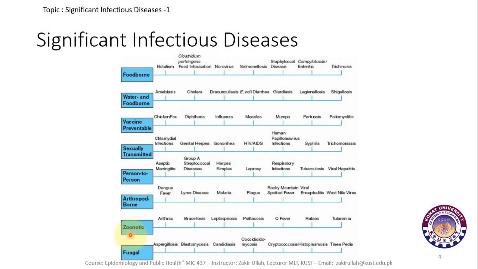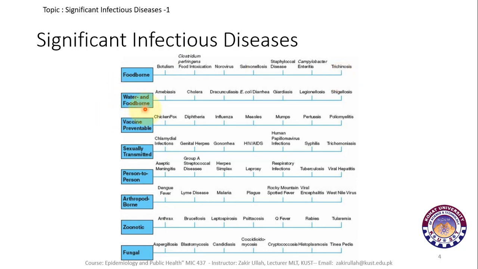These are examples which show the foodborne disease. For example, botulism is one of the main agents which causes foodborne disease. Clostridium perfringens food intoxication, norovirus, salmonellosis, staphylococcal disease, campylobacter enteritis, and trichinosis.